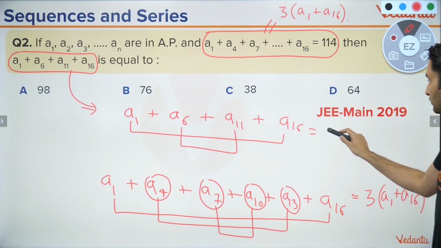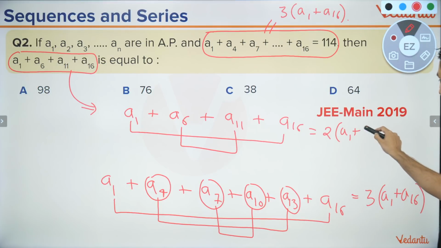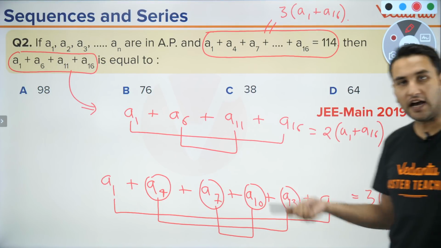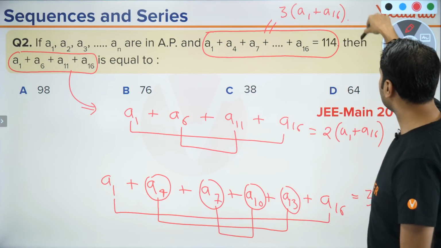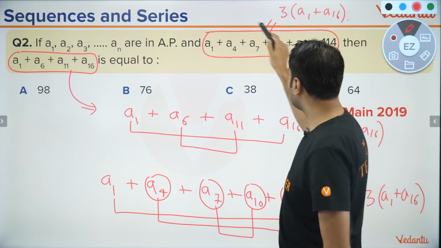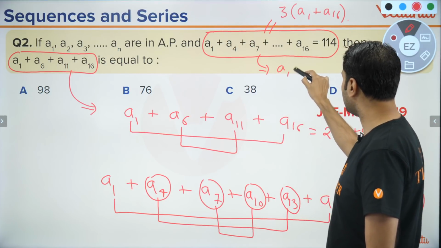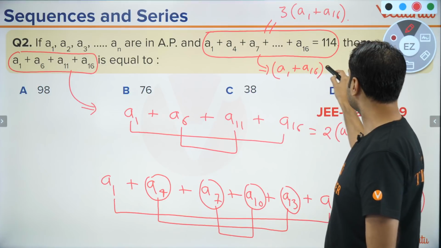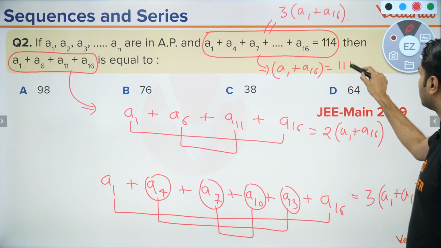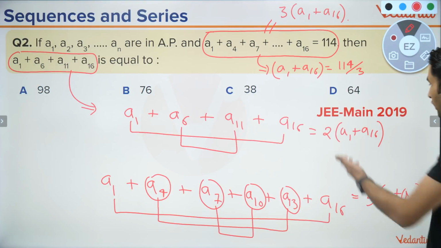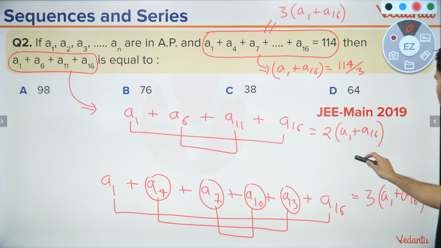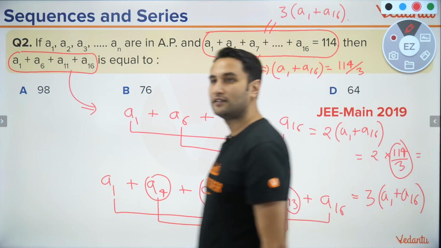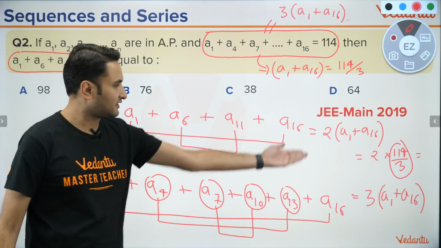तो बच्चों में इसको क्या लिख सकता हूं? 2 times A1 plus A16. That's it. आंसर आ गया. ये क्या था? 3 times A1 plus A16 is 114. तो यहां से बच्चों क्या आ जाएगा? From here you will get A1 plus A16 कितना हो जाएगा? 114 by 3. राइट? और क्वेश्चन क्या है? 2 times A1 plus A16. बच्चों ये कितना हो जाएगा? 2 into 114 by 3. That's your answer. कितना आएगा? 76. Yes, 76 is your answer.